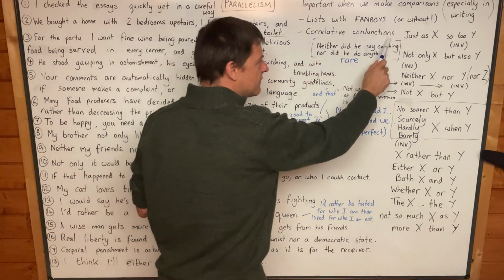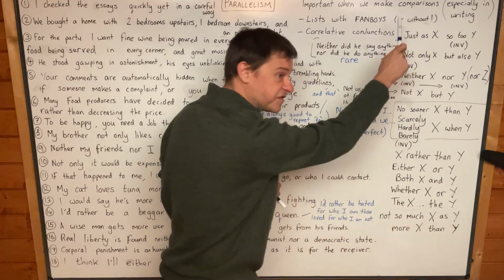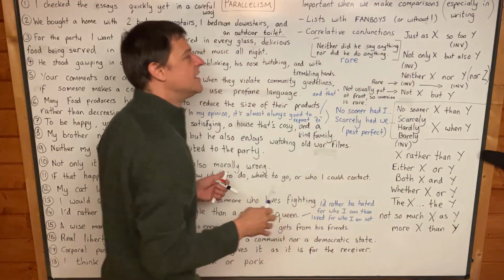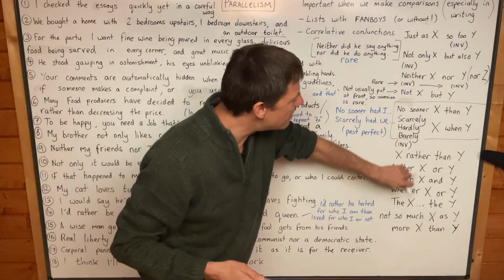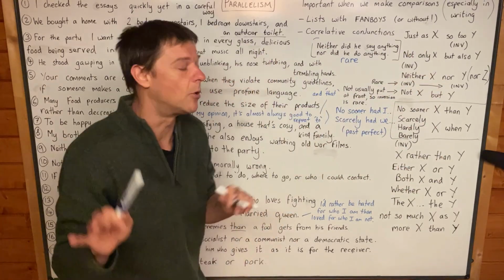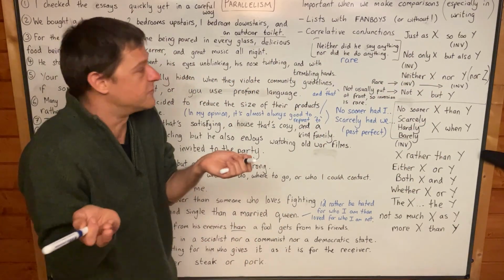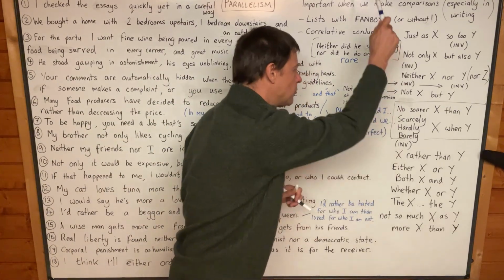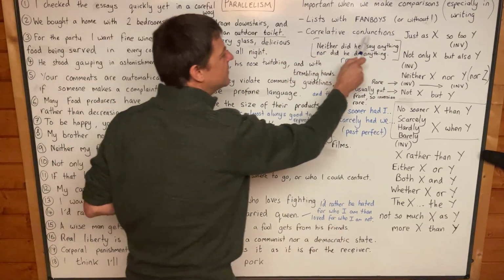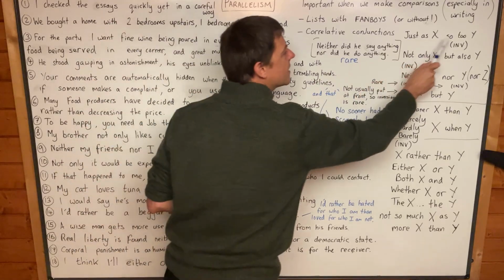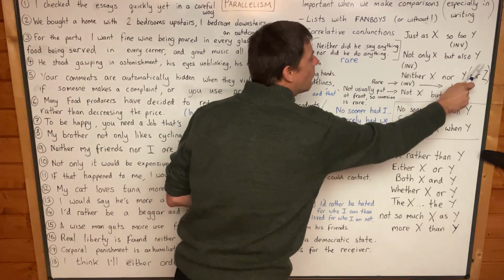It's also important with correlative conjunctions, and here's a list of correlative conjunctions. And that's, you know, there aren't many more than that. There are some more that I haven't included simply because I don't remember them. But these are the most important ones. And anytime you're using a correlative conjunction, you're making a comparison between X and Y.